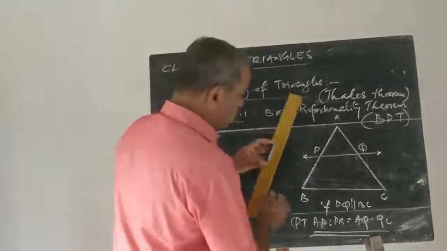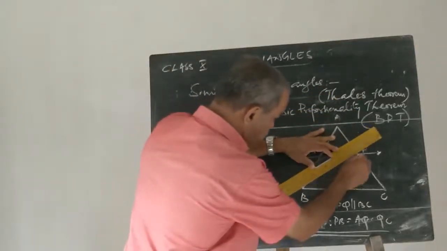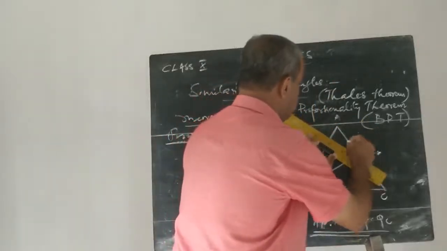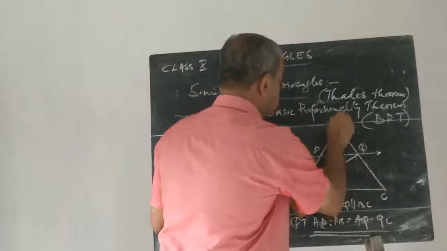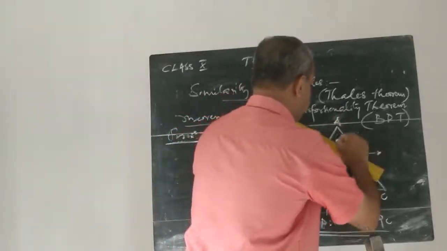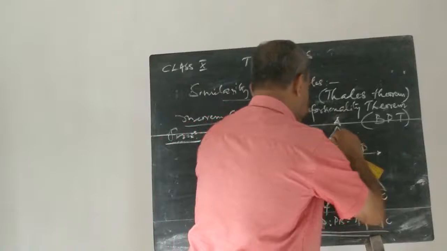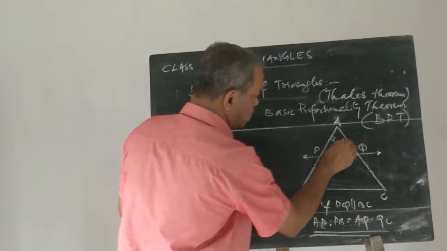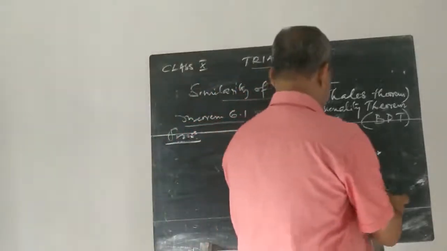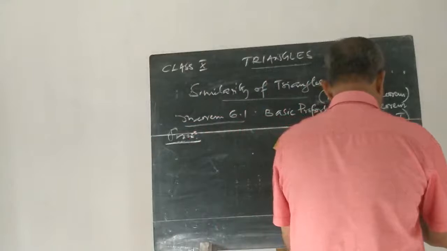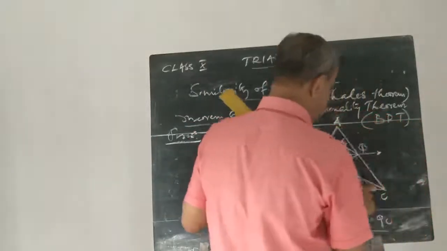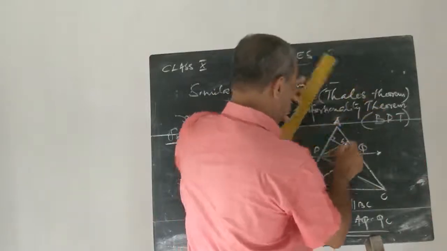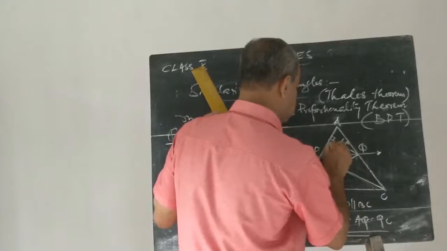Now, for proving, join BQ and then draw the altitude from Q to AB. Let the length of the altitude be H1. Then join PC and draw the altitude to AQ. This is H2.